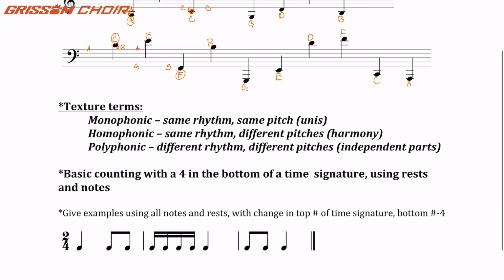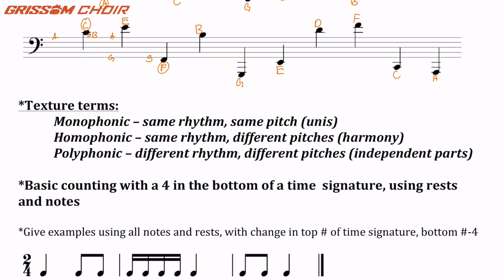Moving on to some texture terms. In general, a texture is the way that something feels. So in music, it is the way that something sounds. A monophonic texture means that we are singing the same rhythm and same pitches throughout the choir. That would be unison singing. Homophonic texture singing means that we are singing the same rhythm, but the different sections, soprano, alto, tenor, bass, are on different parts. That would be your basic 4-part harmony. And polyphonic texture means that the choir has different rhythms throughout the section and different pitches throughout the section, singing independent parts.